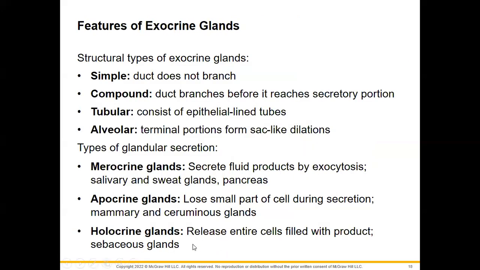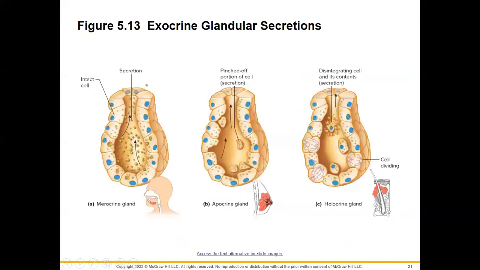And then with your holocrine glands, the whole cell filled with the product is being released, like your sebaceous glands. Sebaceous glands, sebum is the oil that is produced and released on your skin. So your sebum is made up of those holocrine cells. So again, this cell produces its product, and then this entire cell is going to be released, or the cell is going to divide, and then an entire cell is going to be released into the duct.